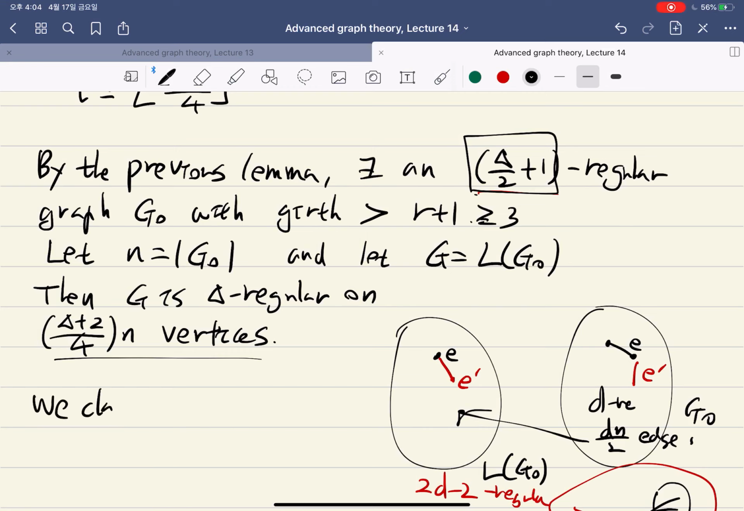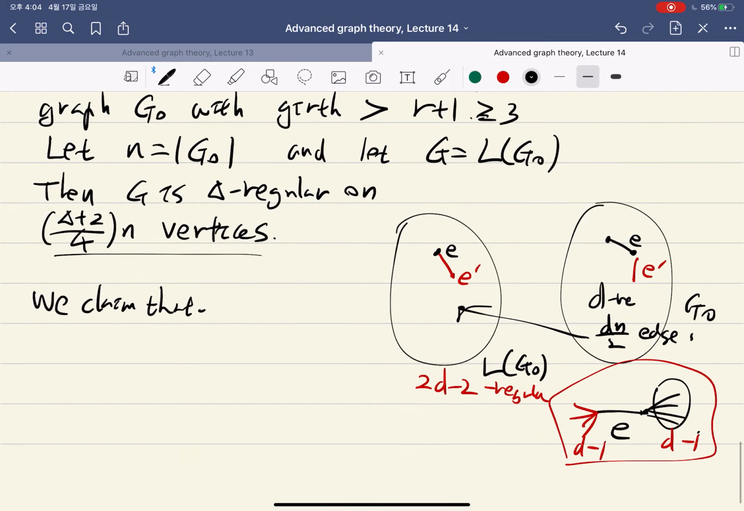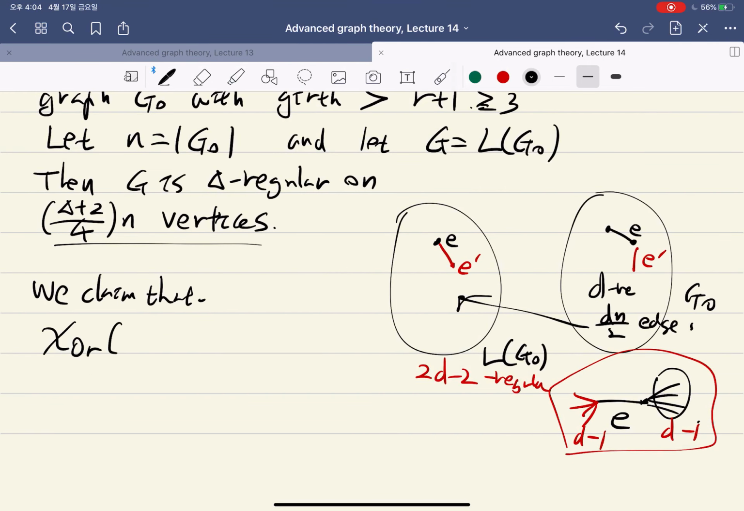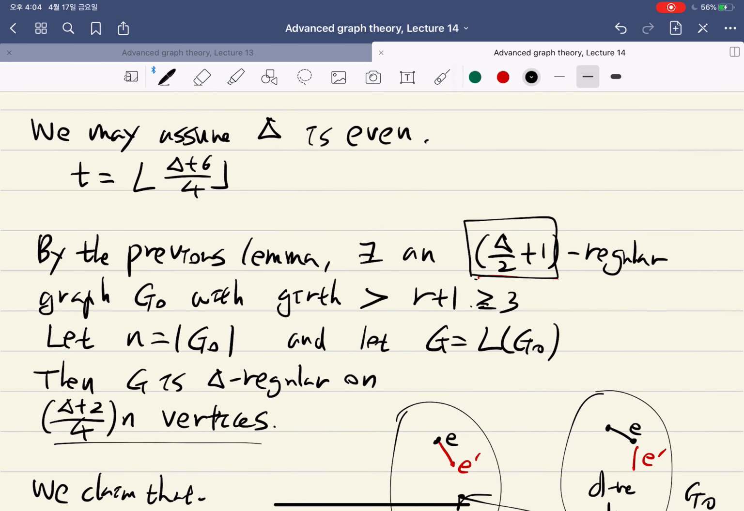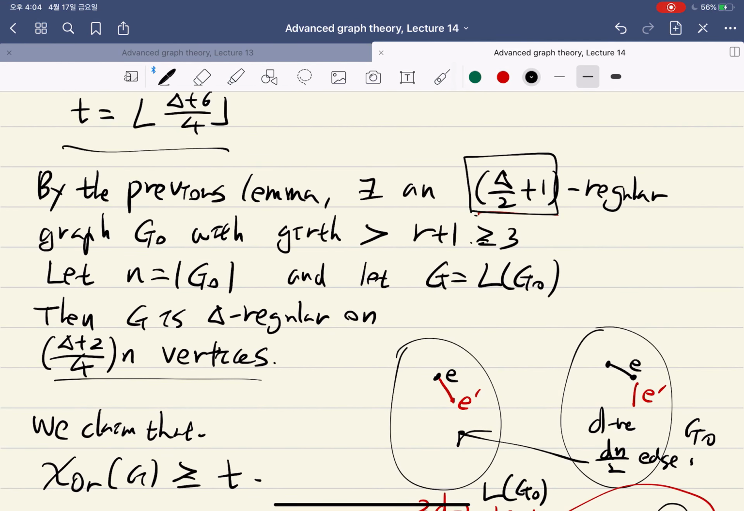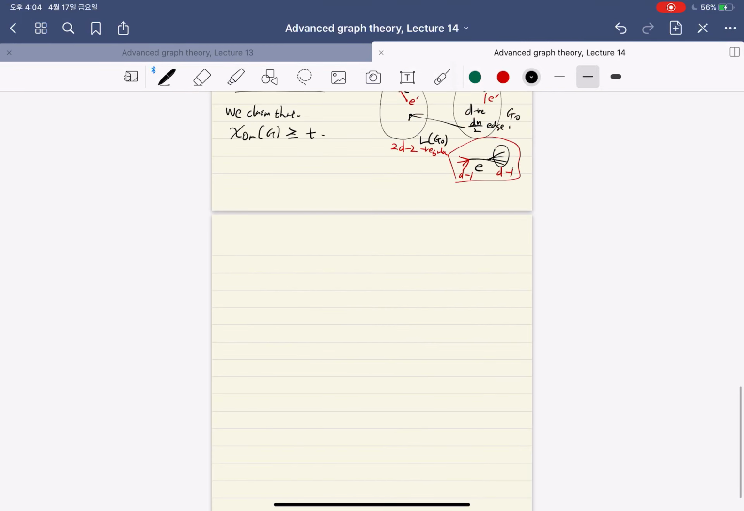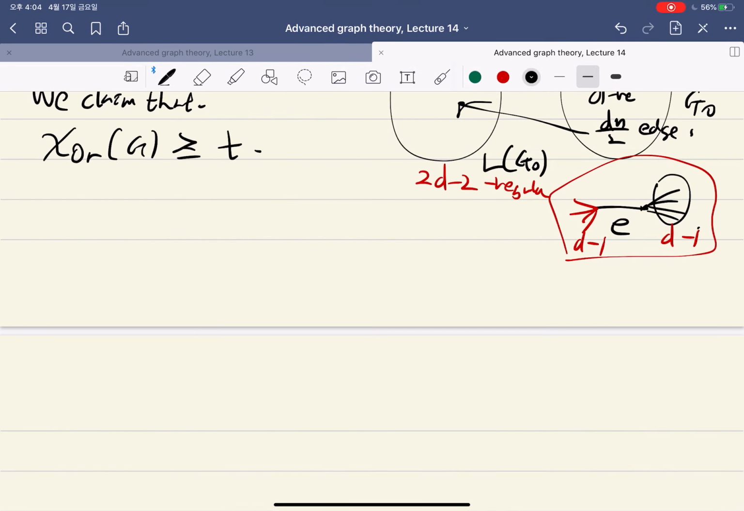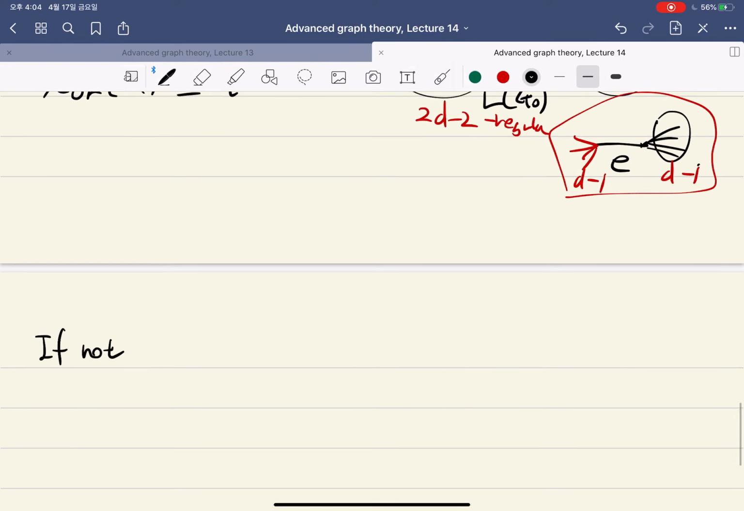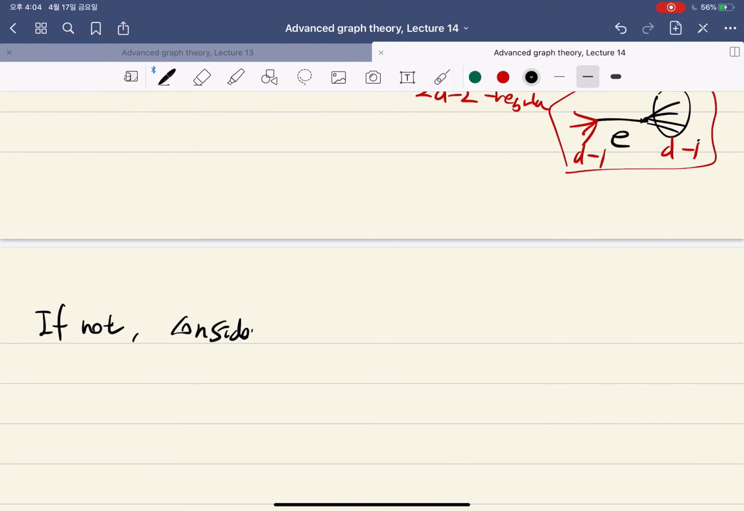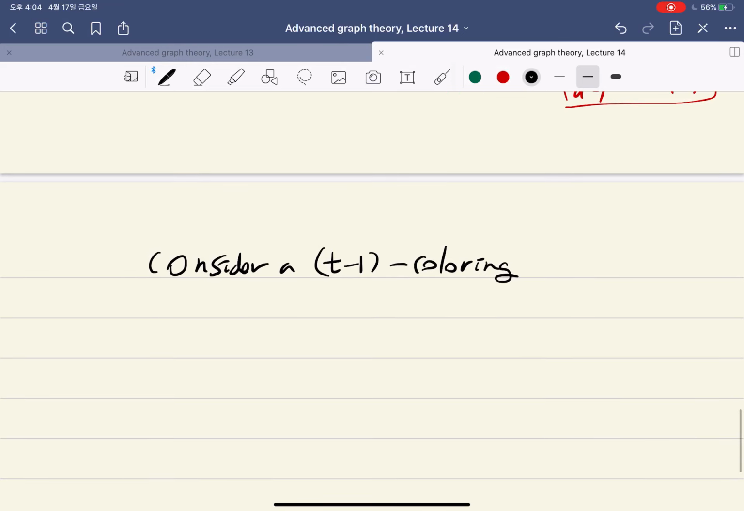And we claim that the O sub r chromatic number of G is at least T, this number. So, if not, then what happened? Consider, say, a T minus 1 coloring. Let's just consider a T minus 1 coloring. We don't have to assume it's not.